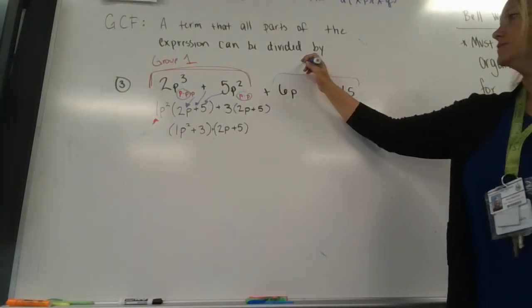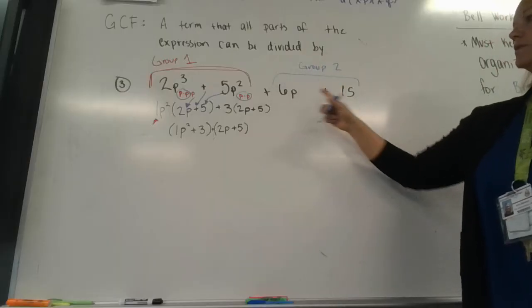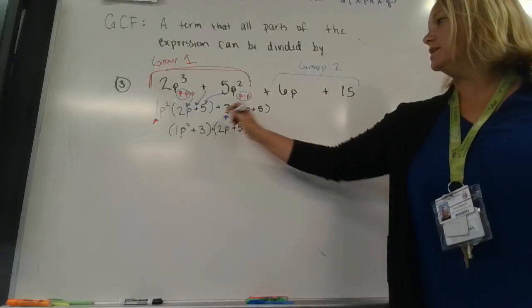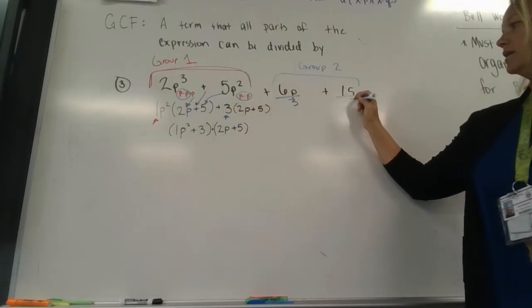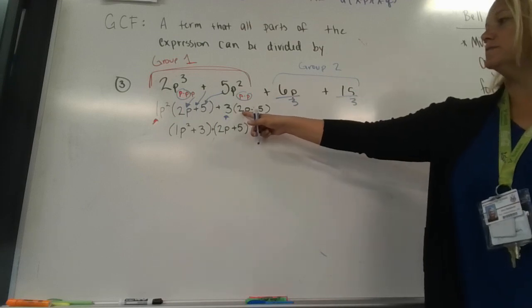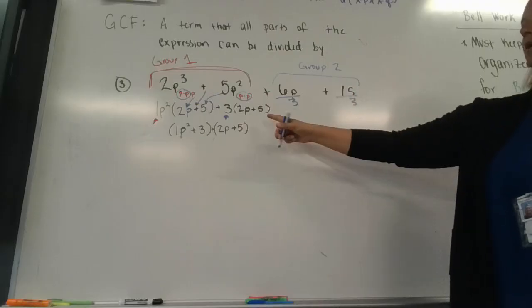In group 2, these are both divisible by 3. So we have a 3 as a GCF. And what's left when we divide by 3? 6 divided by 3 is 2. The p is still there. Plus sign, 15 divided by 3 is 5.